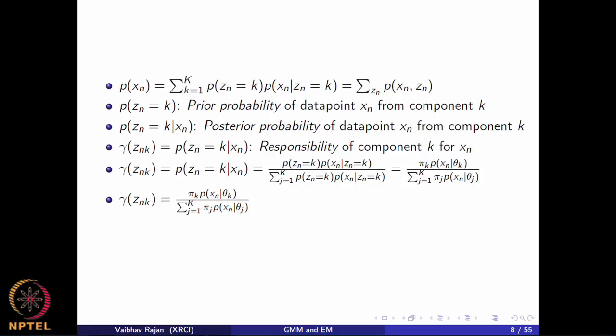So now you can use Bayes' rule to get this formula for the responsibility. So this is straightforward, and when you substitute for probability of Zn equal to k, which is the prior, you get pi k here, and the probability of xn, given that you know the component, again keep this in mind, is the probability of xn given theta k, the parameters for that component, right. So let us write this down as well.